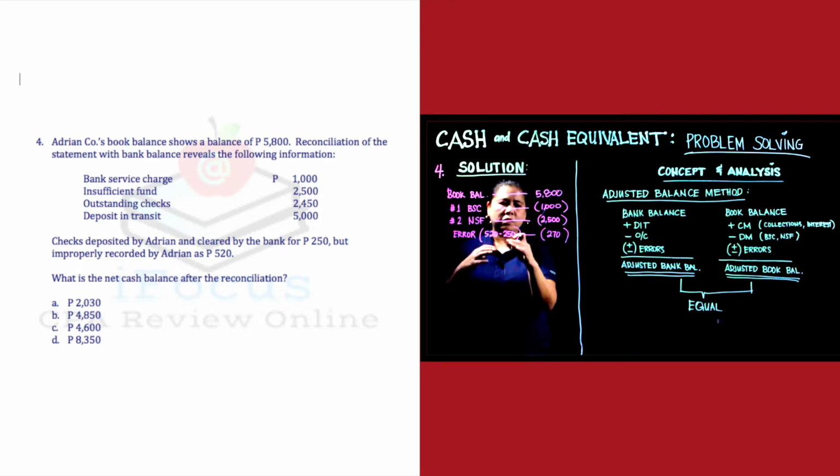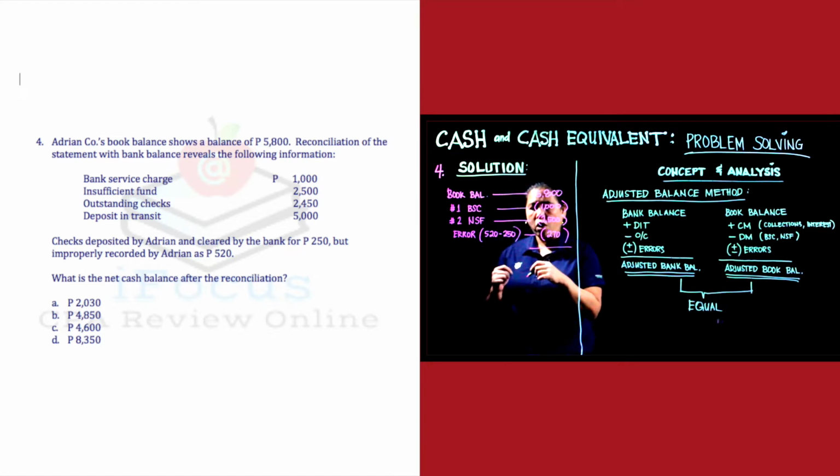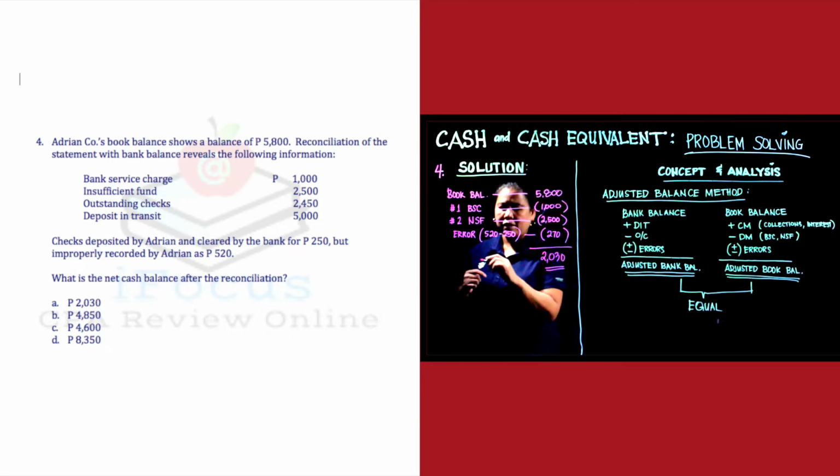So, yung difference nitong error na ito, ima-minus natin. Alright? So, we come up with the net cash balance or adjusted cash balance of 2,030. So, yan po ang answer natin. And so, our answer will be letter A.